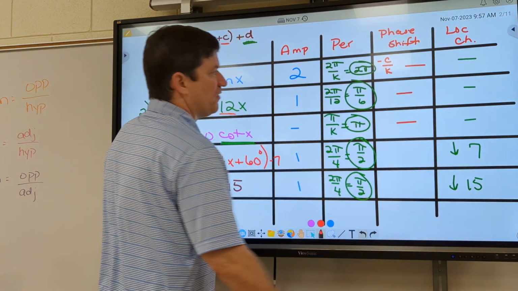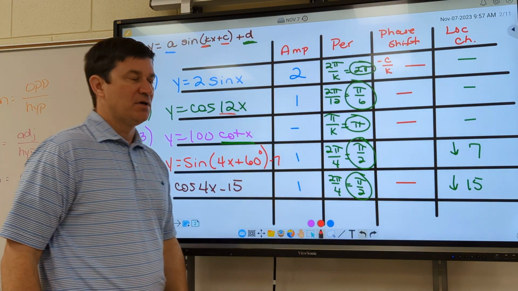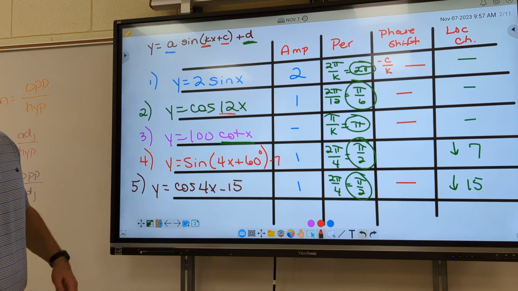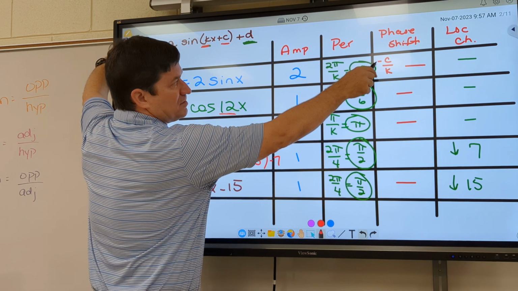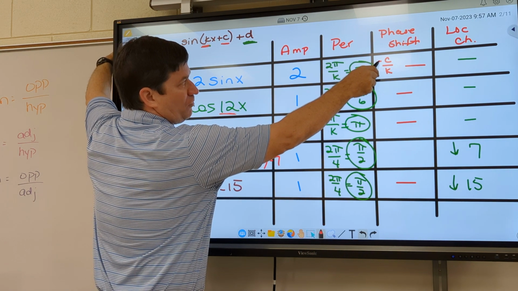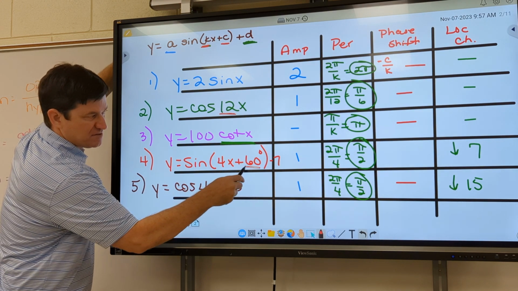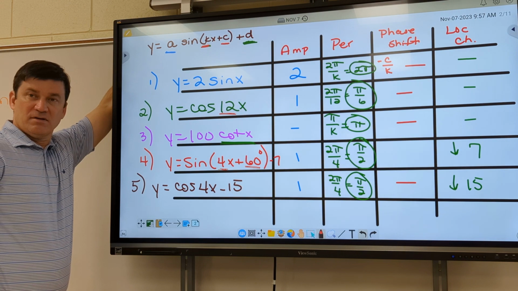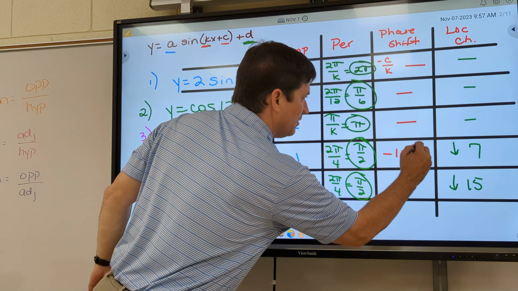Number 3, no phase shift. Number 5, no phase shift. Number 7... Now, hold on. Let's go ahead and do 4, though. All right, so how do we do phase shift? It's really easy. The formula is negative c over k. That means, Samari, we got to flip the sign on the number that goes on top. So here's what you do. On top, I put negative 60, and I divide by 4. Put it in your calculator, and it's going to give you the answer. Negative 15 degrees.